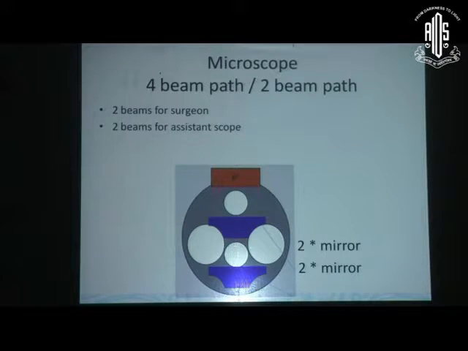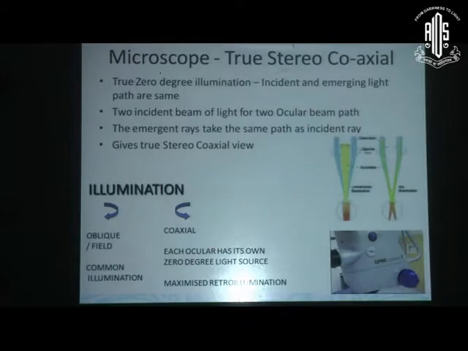This is important when I come to the true stereo coaxial system, wherein we will see that the quantum of light gets compromised. If you have a true stereo coaxial, such a system will always help you there. There is something like 2-degree rotation, which is not actually true stereo coaxial. I will come to that a little later. When you look at true stereo coaxial, quite a few companies will tell you that they have true stereo coaxial.